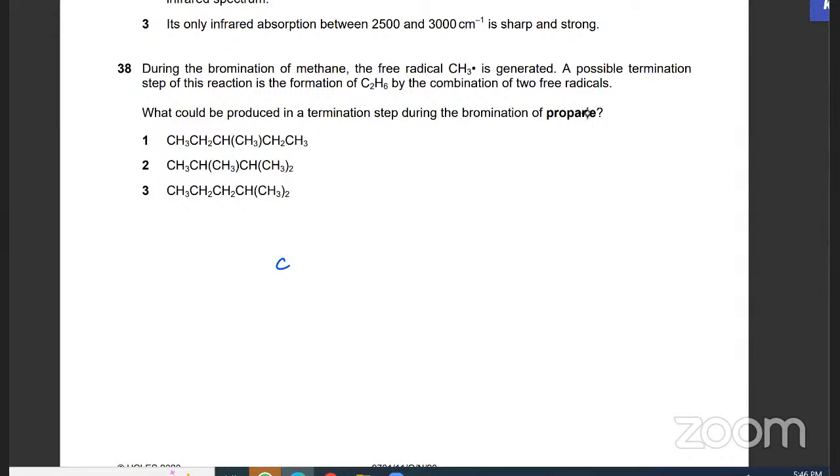So let's discuss free radical substitution. So here's my propane molecule. I'm drawing all the hydrogen atoms. What is the first step when you're doing bromination? What is the first step in free radical substitution? What is the name of the step?